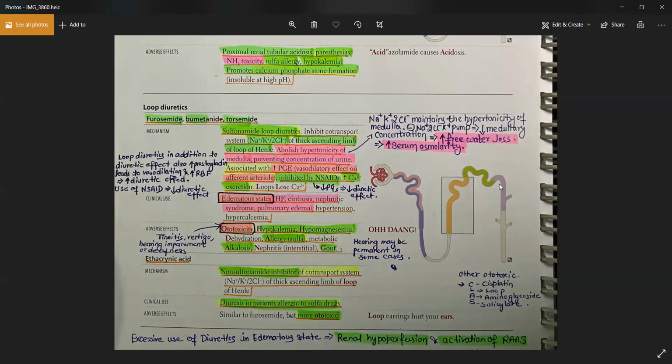See, what happens is, along with the blockage of the sodium channels here, these loop diuretics also have an effect on the macula densa cells. They cause a dysfunction of the macula densa cells, and as a result, the macula densa cells cannot sense the delivery of sodium in the DCT. If they cannot sense it, they will be tricked that the sodium is not present at all. And as a result, they will cause the activation of RAS.